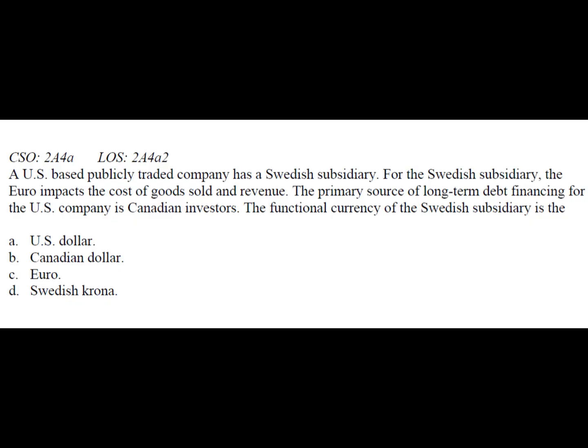Correct answer, C. Euro. Key takeaway: a subsidiary's functional currency is determined by the currency that primarily influences its operating activities, especially sales and costs. Because both revenue and cost of goods sold are driven by the euro, the Swedish subsidiary's functional currency is the euro, regardless of the parent company's location or financing sources.